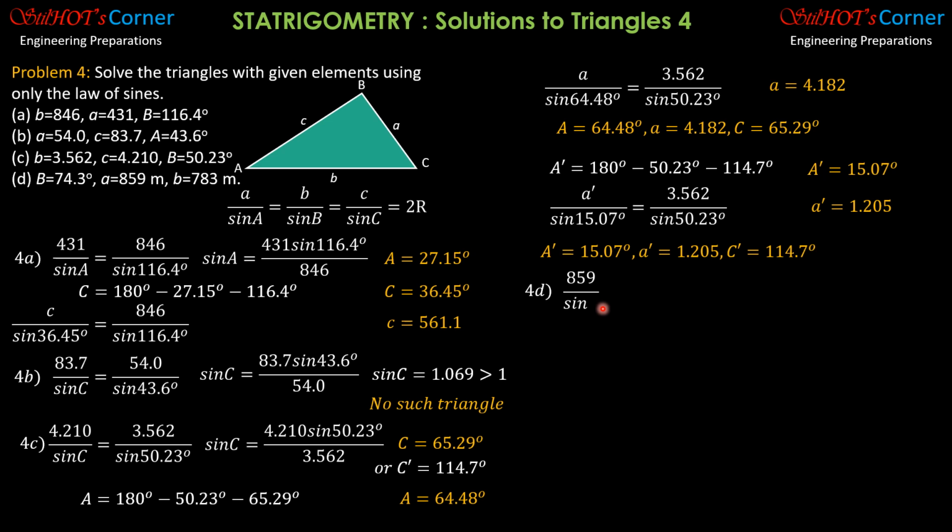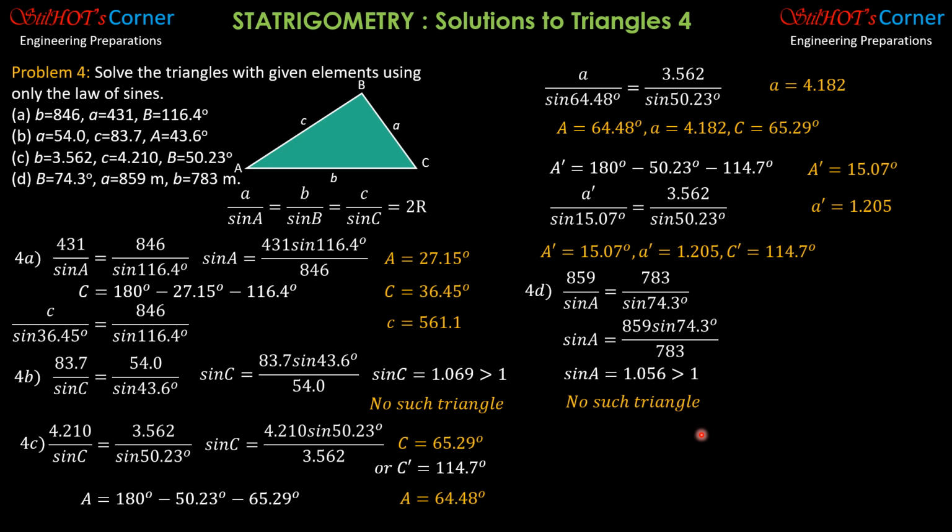So 859 over sine angle A equals 783 over sine 74.3 degrees. So sine angle A is 859 sine 74.3 degrees divided by 783. Using your calculator there, sine angle A is greater than 1. So again, when sine of an angle exceeds 1, there's no such triangle possible. So that's it for this problem.